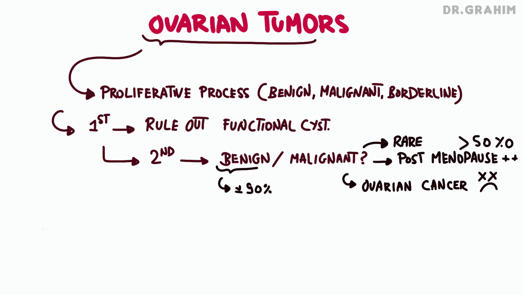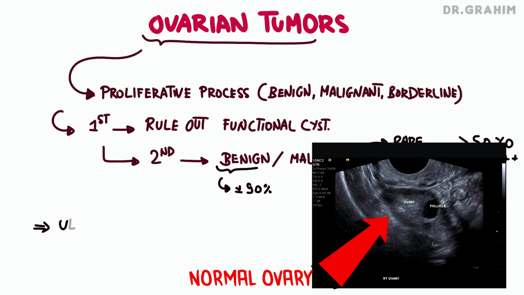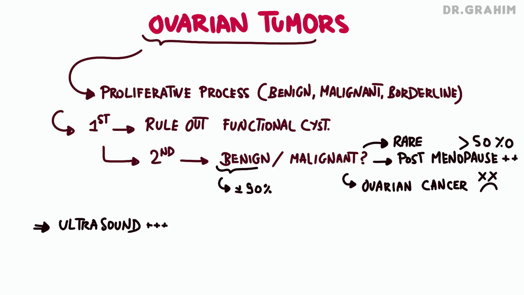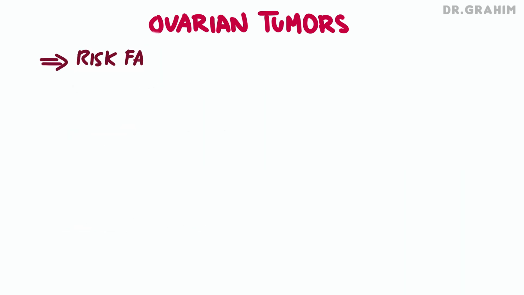The diagnosis of these tumors is primarily guided by pelvic ultrasound. However, the confirmation of the tumor's nature can only be made after histological examination, which accurately determines whether the tumor is benign or malignant. There are numerous risk factors associated with the occurrence of ovarian tumors.